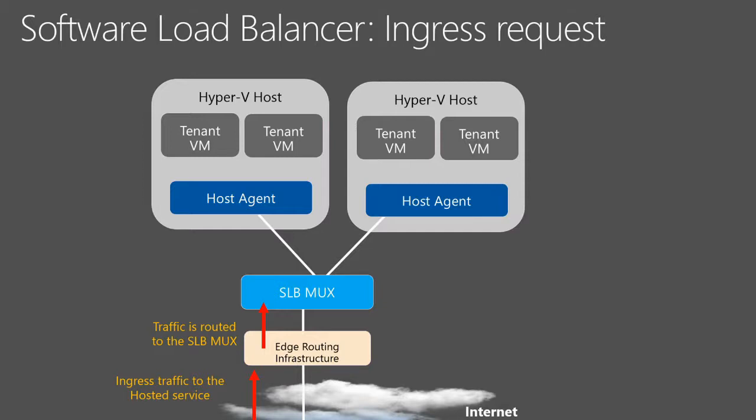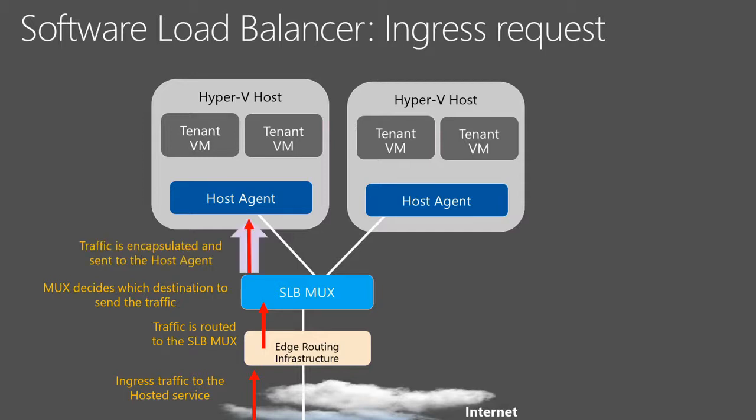SLB MUX is then going to look at that packet, and it's going to decide the destination based on basically 2, 3, or 5 tuple hashing. So it's going to hash based on the source and destination IP, the source and destination ports, and the TCP protocol. So it's going to basically decide which of the backends to send it to based on that.